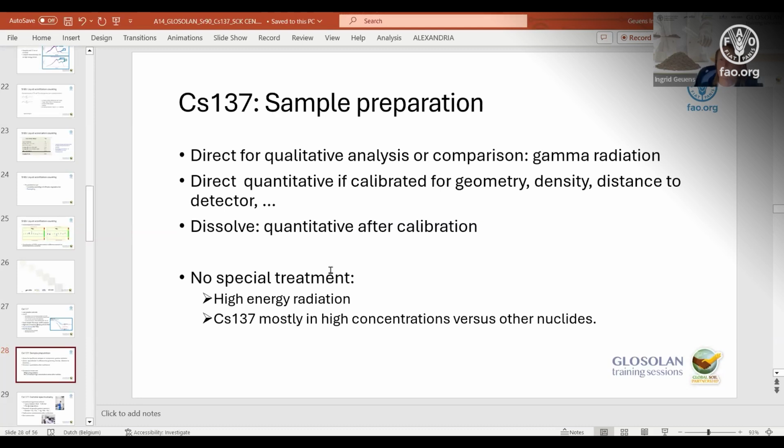But separation is not needed. Surely not for cesium-137, because it's most of the time present in higher concentrations and it's high energy radiation. So you don't need to do specific separations. And it's most of the time giving a high energy spectrum versus all other nuclides. So that's the easier part.